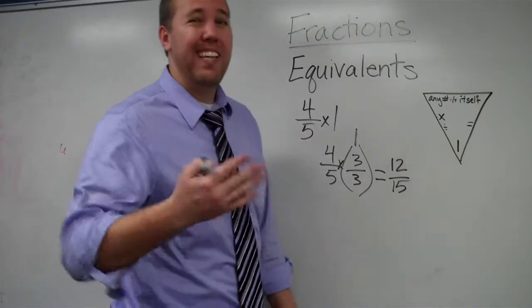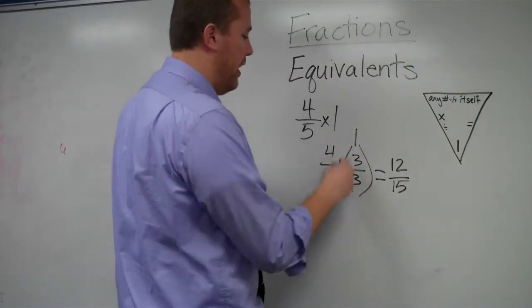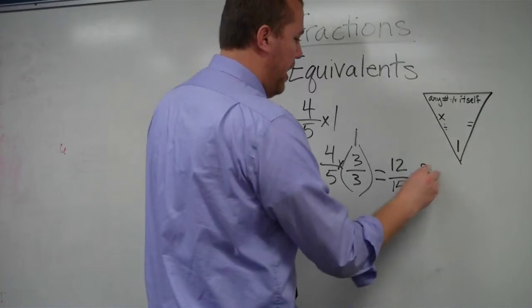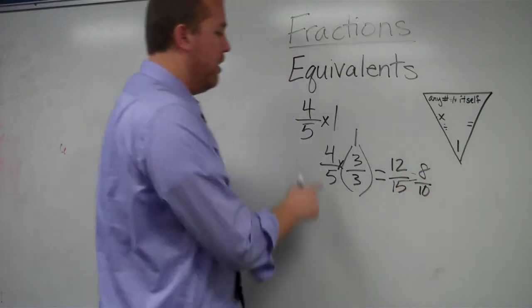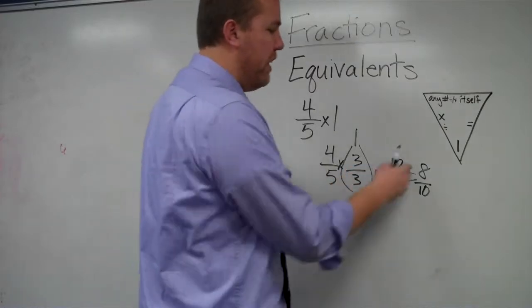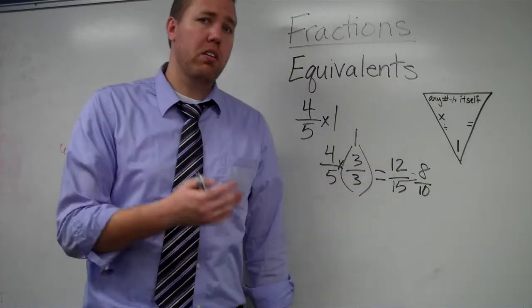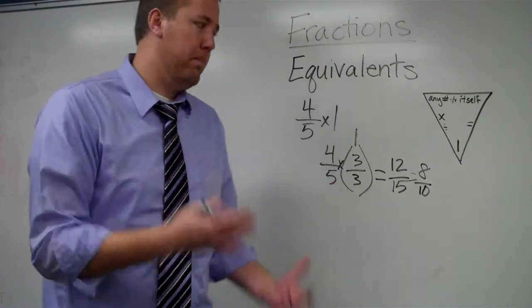So how about if I multiplied it by 2/2? Does that equal 1? Yes. So 4 times 2 equals 8. 5 times 2 equals 10. So 4/5, 12/15, and 8/10 all equal the same amount.